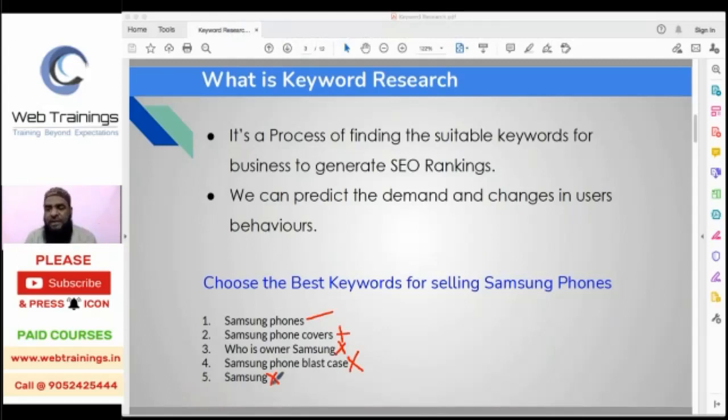We're selecting the keywords which are relevant to your industry, which are relevant to your business, so that you can get the right amount of audience to your doorstep, that is to your website. That's the process of keyword research.